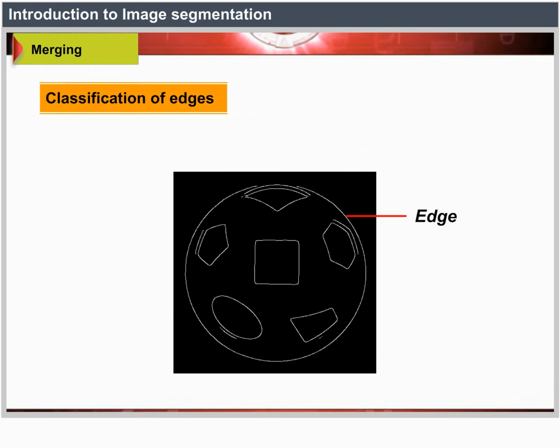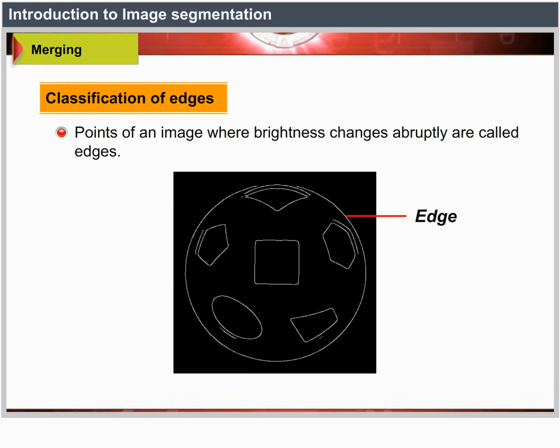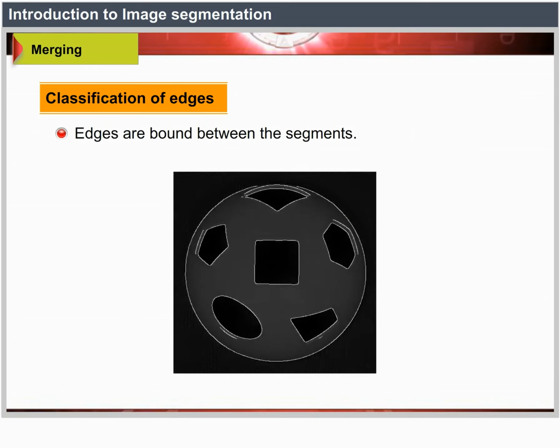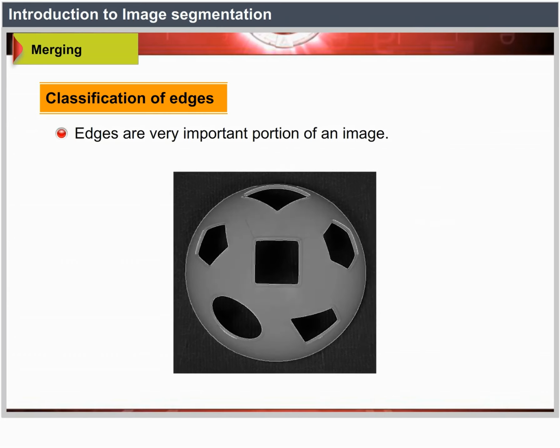Classification of edges. Points in an image where brightness changes abruptly are called edges. An edge is a significant local change of intensity in an image. Edges are the boundary between the segments. Edges are a very important portion of an image.